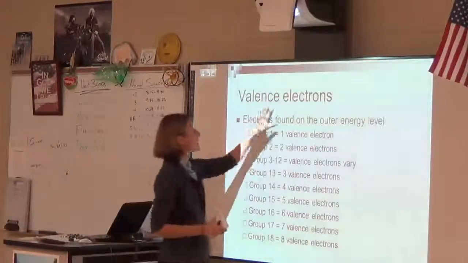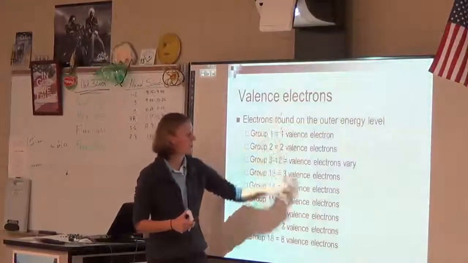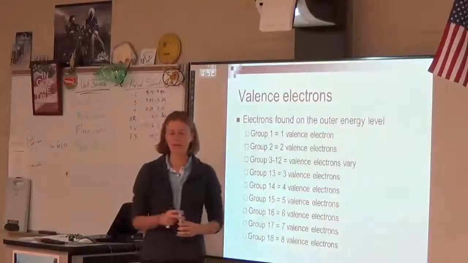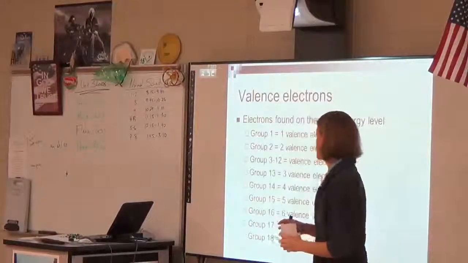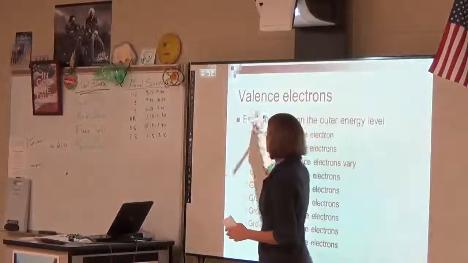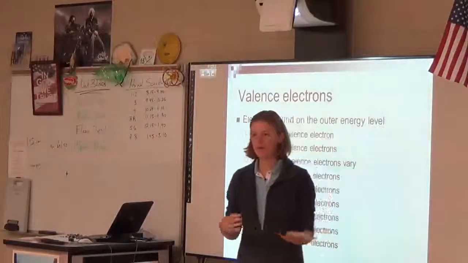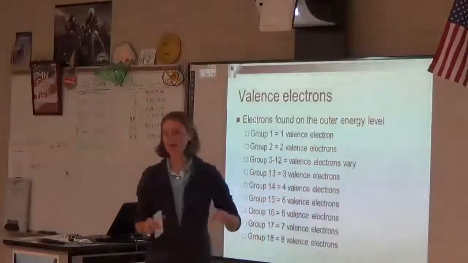So the valence electrons are what we care about to figure out how many electrons an atom will gain or lose. And there's sort of a little trick to figuring out valence electrons. And why do valence electrons matter anyway? Why don't we care about the inner ones?